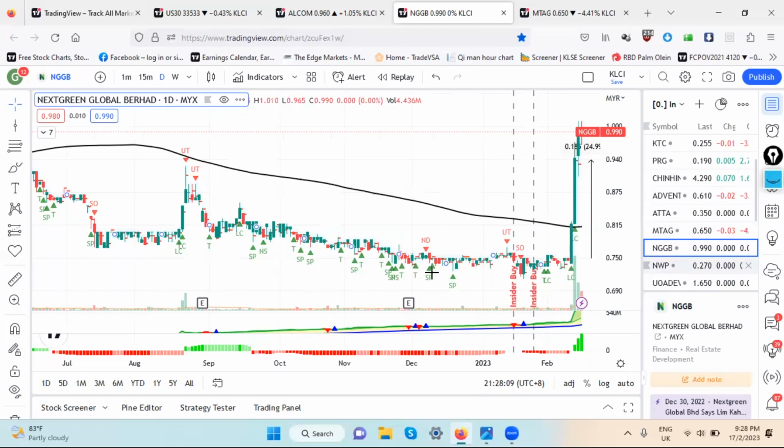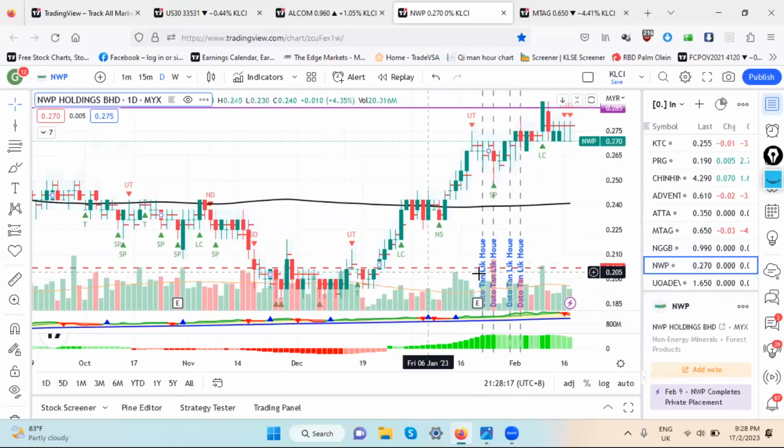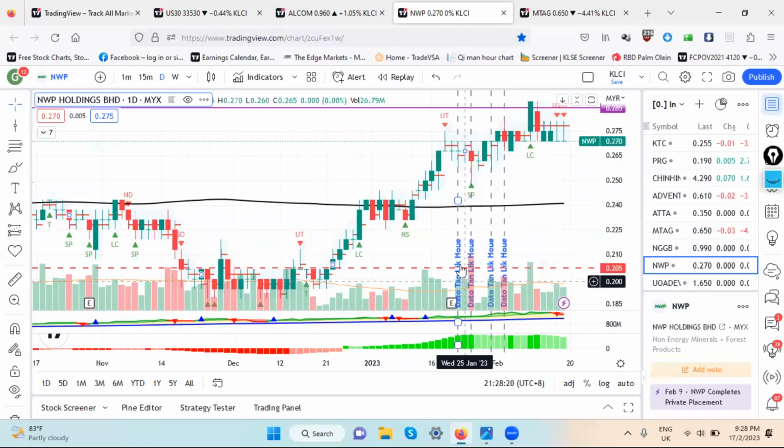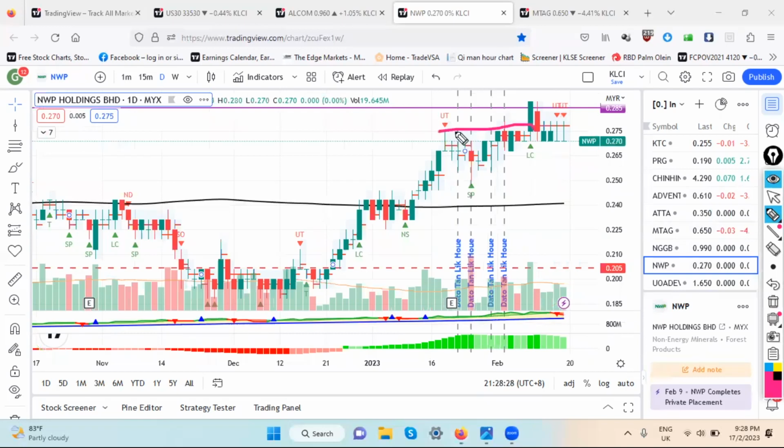This is what I also like, NWP. NWP, actually we know that this is Dato Tiong Leong Horn. He is already keep on buying at this level. They keep on buying at this level, and at the same time you can see the ML line is above, and also the trade zone is in green.